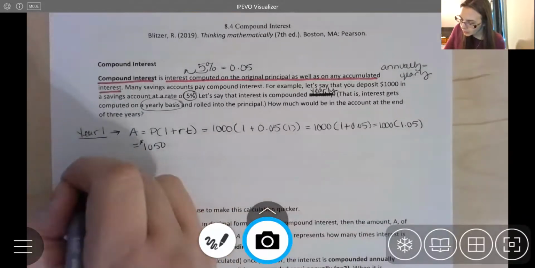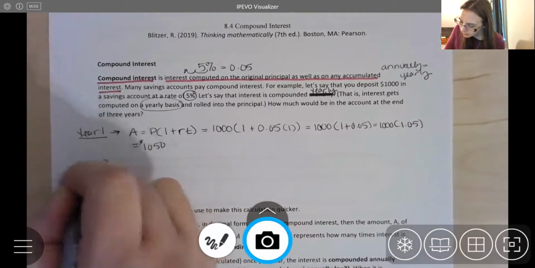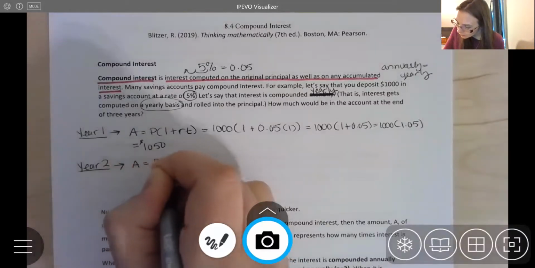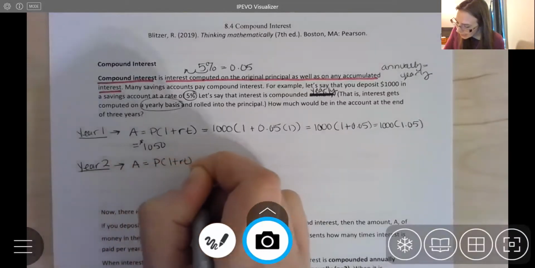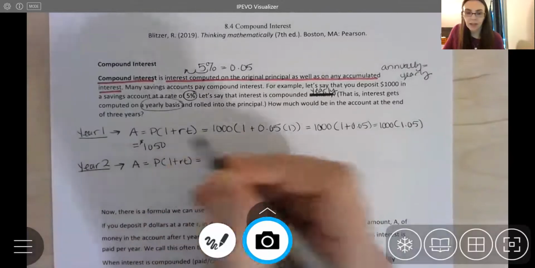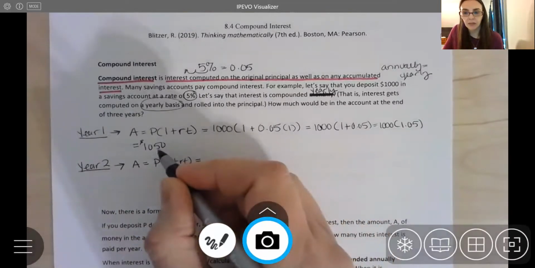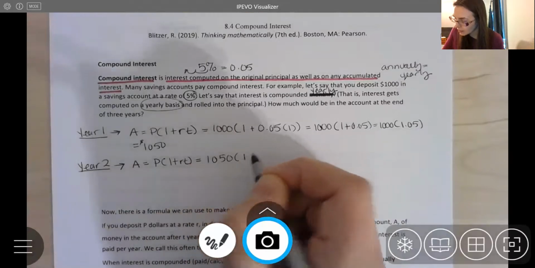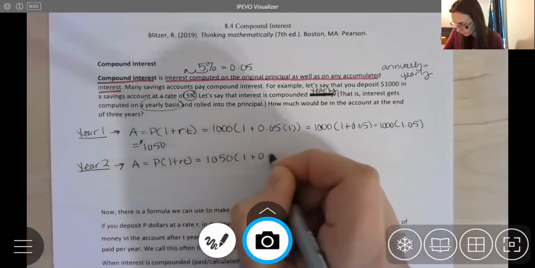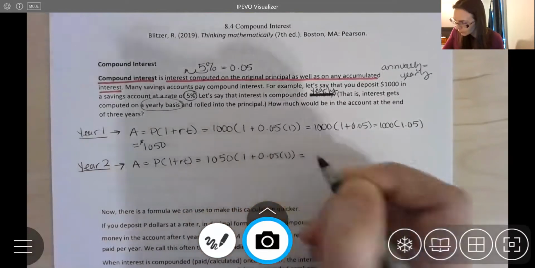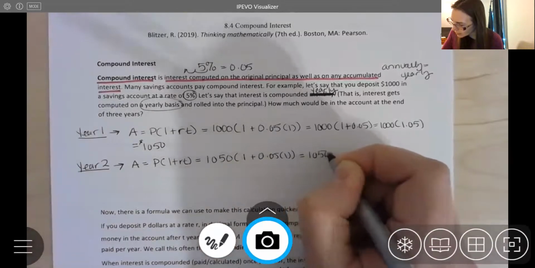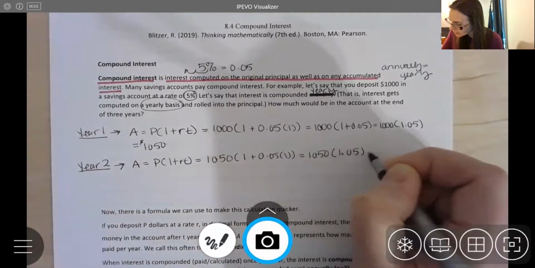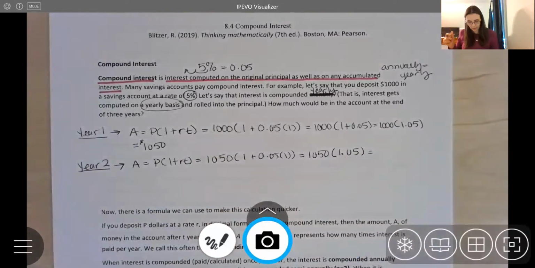Now we're going to do this for 3 years. So let's say you don't touch your money. You're just going to leave it in the account. Well, what's going to happen is that we're not going to compute interest on just $1,000 now, because now you have $1,050 in your account. So we're going to compute the interest on the $1,050. And everything else is going to stay the same, right? It's still the same rate. It's still the same amount of time. 1 more year is going by.